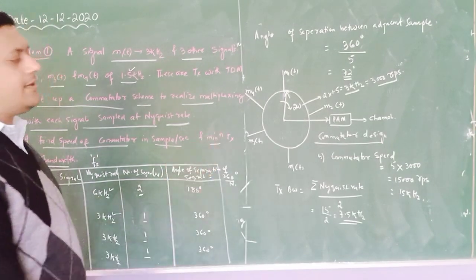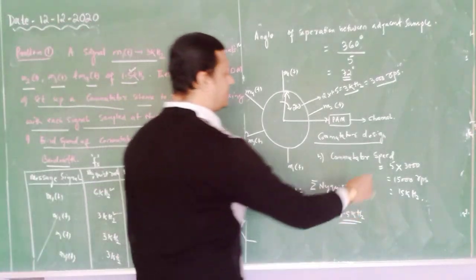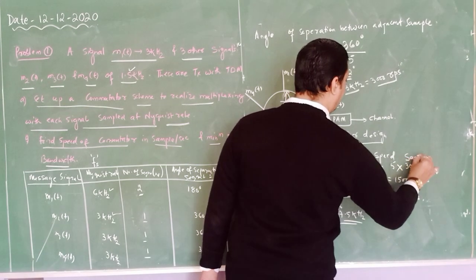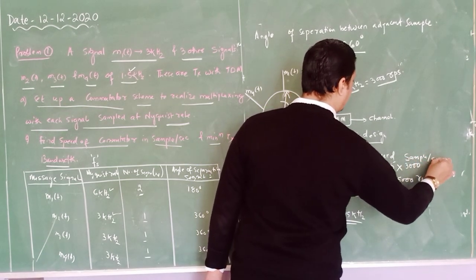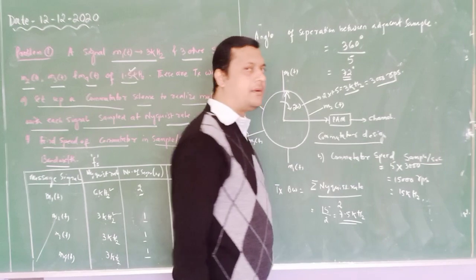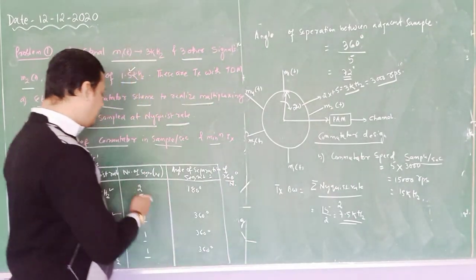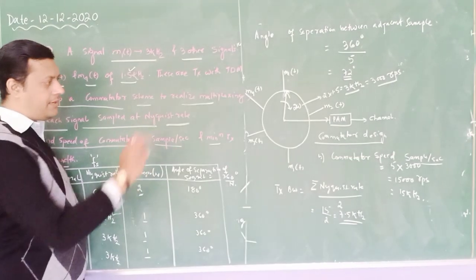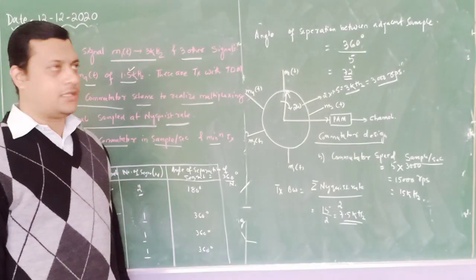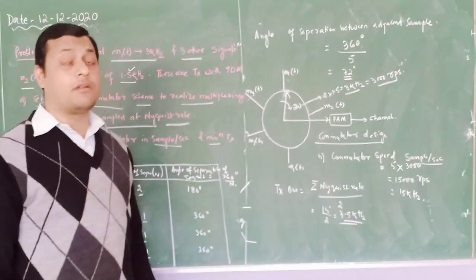That is the commutator speed, in samples per second. This is samples per second. So whenever it becomes samples per second, it means you have to multiply by the total number of segments. So how many segments are there? 2 plus 3, 5. So 5 into 3000. 3000 is the speed of the commutator.